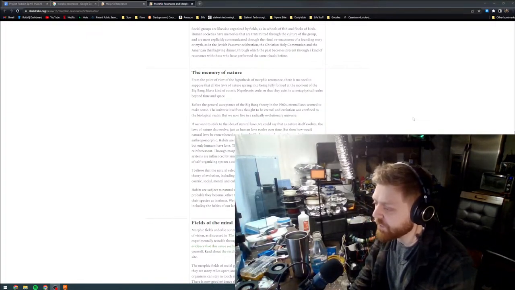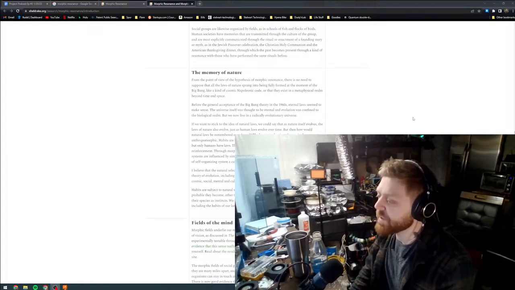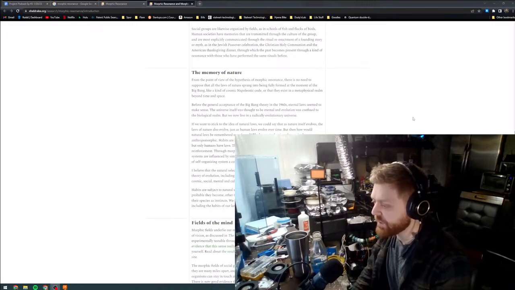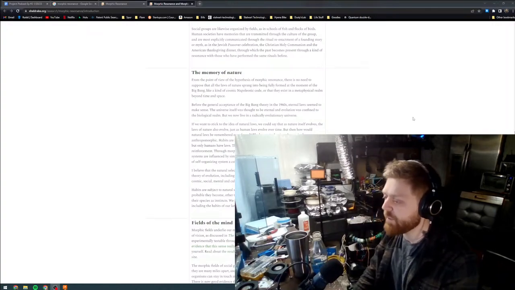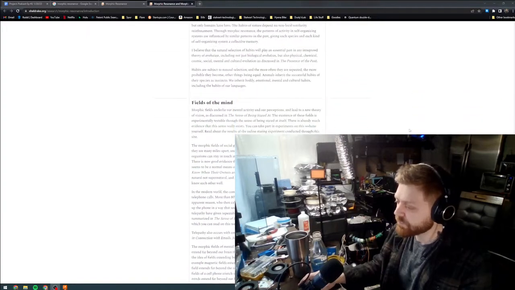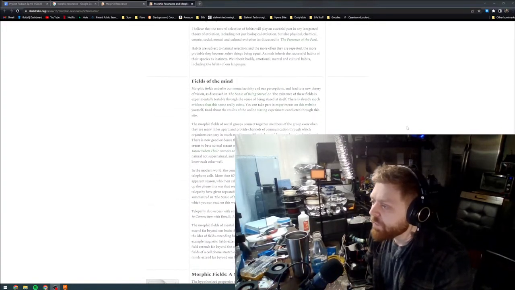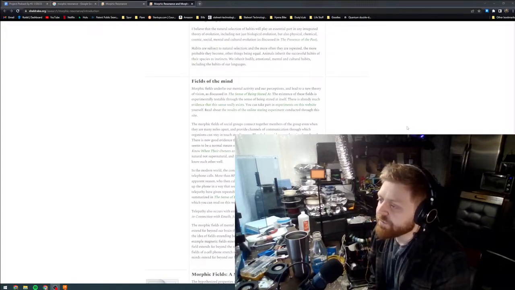other things being equal. Animals inherit the successful habits of their species as instincts. We inherit bodily, emotional, mental, and cultural habits, including the habits of our languages. Fields of the mind. Morphic fields underlie our mental activity and our perceptions, and lead to a new theory of vision, as discussed in The Sense of Being Stared At.